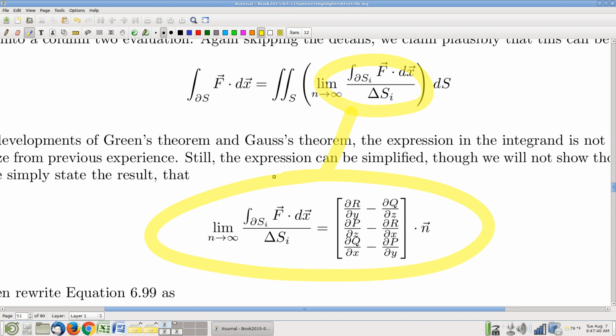And exactly where the formula comes from is not as important as the fact of where it comes from. It comes from this idea that we're looking at circulation per unit area. We're accumulating circulations over a surface, and on each little bit of area, we want to know how much circulation is happening per unit area at that location. Okay, so that's the most important thing, and exactly how you get there, not so much.